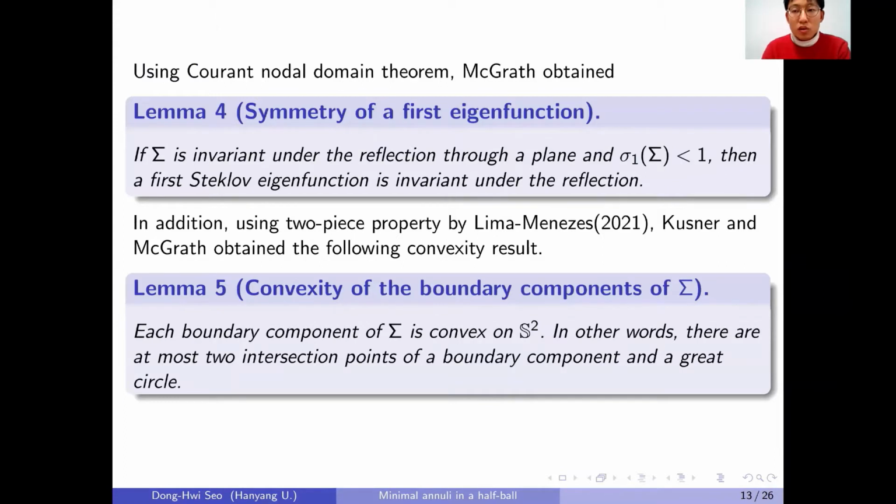Using the Courant nodal domain theorem, McGrath obtained a symmetry of the first eigenfunction. He says if the first eigenvalue is less than 1 and also the surface is invariant under the reflection through a plane, then the first Steklov eigenfunction is invariant under the reflection.